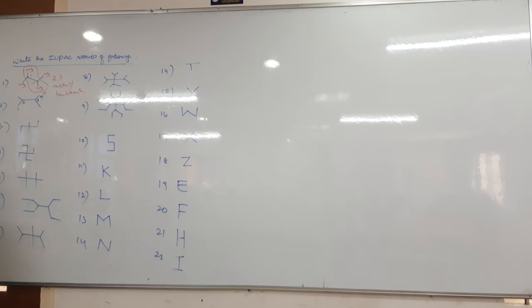3. Iso, neo should be considered in alphabetical order, but secondary, tertiary should not be considered in alphabetical order.